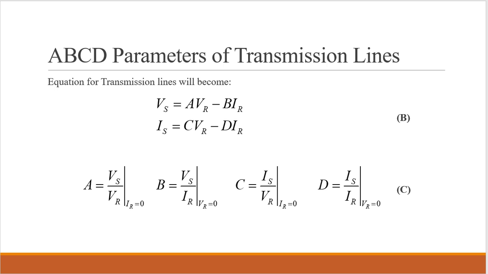And likewise for the C parameter, keeping the value of Ir equal to 0, we get Is divided by Vr equal to C. And for obtaining the value of the D parameter, we keep Vr equal to 0, and then we obtain D equal to Is divided by Ir. So this equation is basically equation C here.